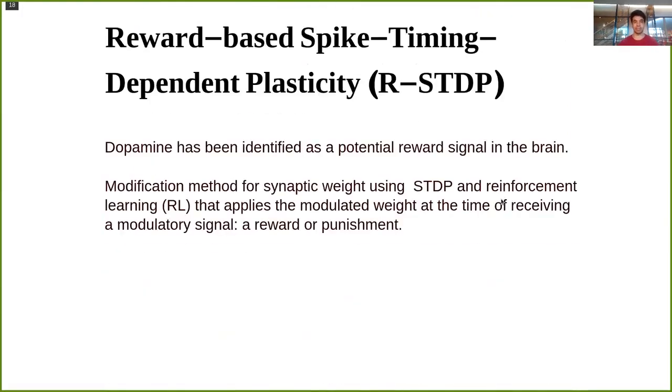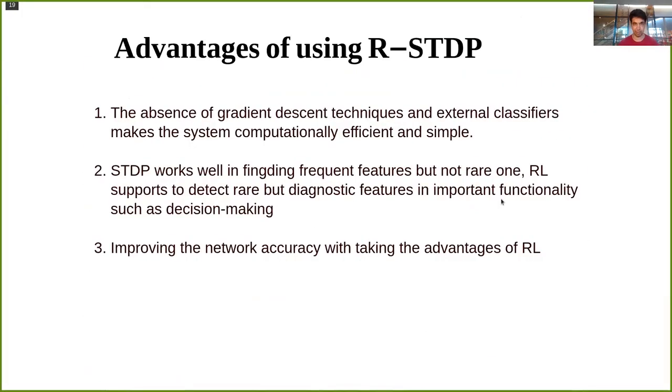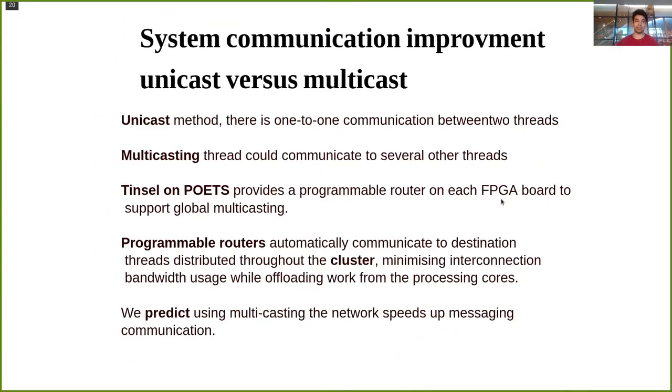For training, as I mentioned, we use reward-based training, which is inspired by the biological brain that uses dopamine in the system. Here we use STDP, spike-timing-dependent plasticity, but we add reward and punishment to the system. The advantage of adding these reward-based elements to the STDP is that it's simple, because we still have local learning, which is the nature of the STDP. With STDP, we can get the frequent features and recognize them, but for rare ones, STDP doesn't work perfectly. Adding these reinforcement learning elements could improve that, and we also hope it could improve the accuracy of the recognition.